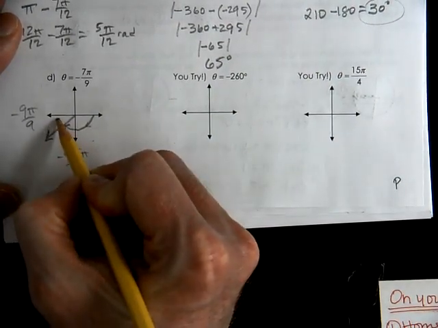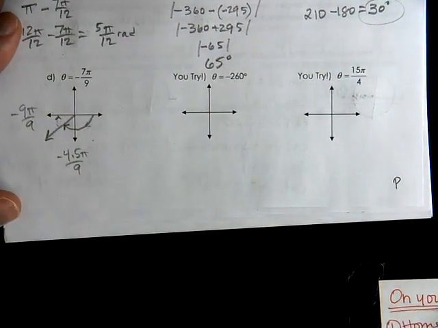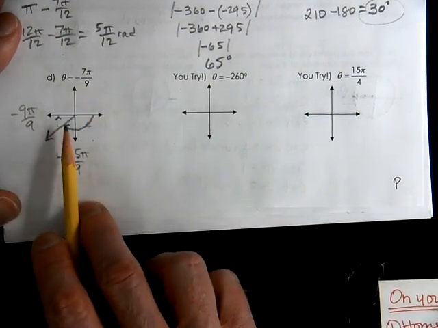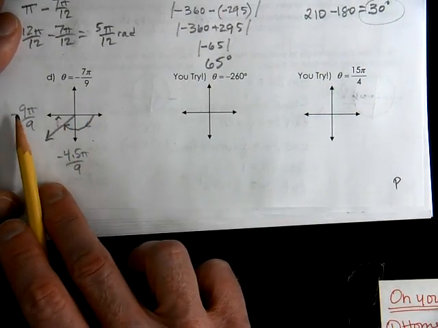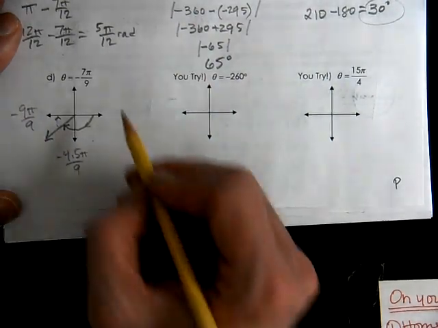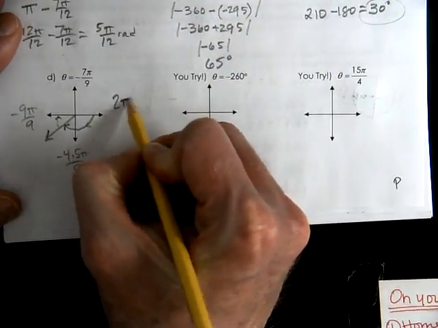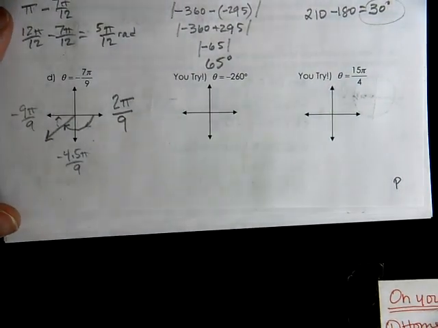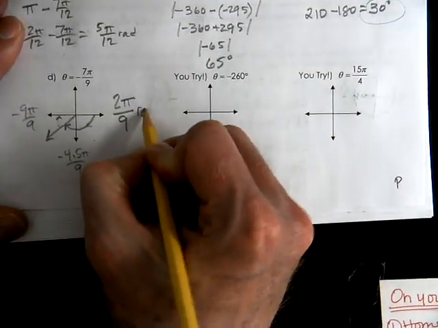So how much more do you need to go? If you're at negative 7 pi over 9, how many more do you need to get to negative 9 pi over 9? That would be 2 pi over 9. Those would be radians.